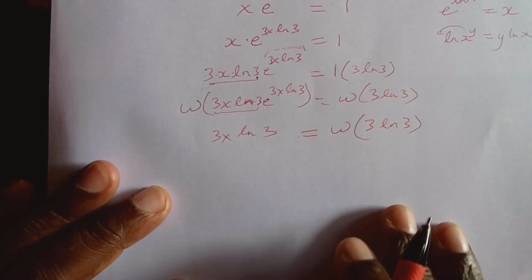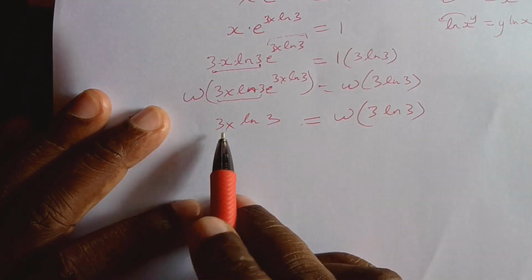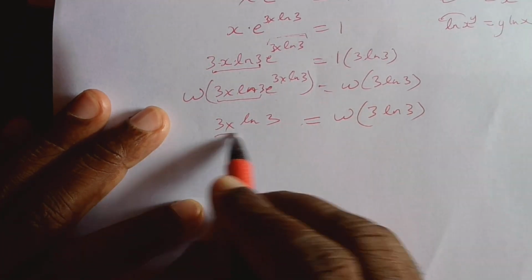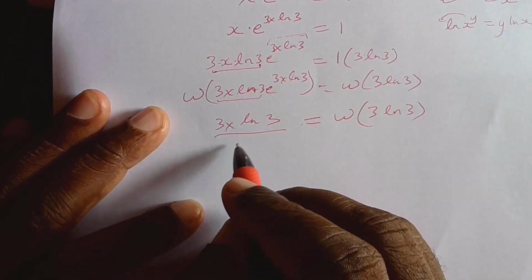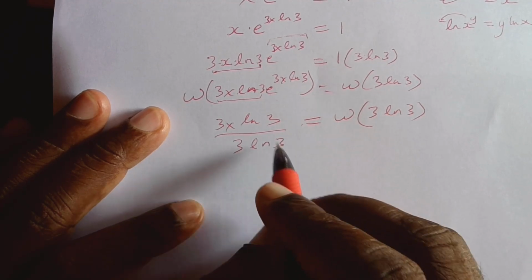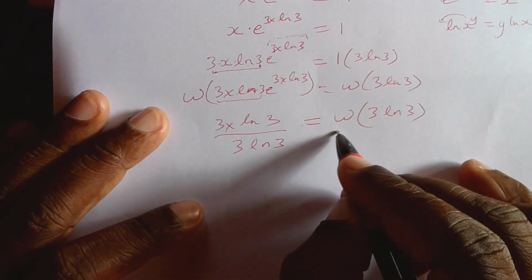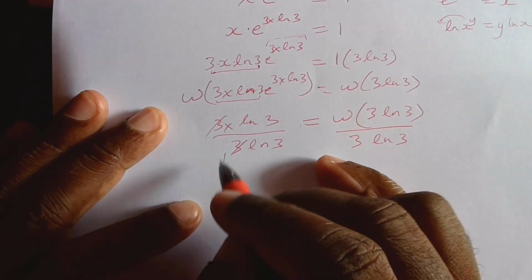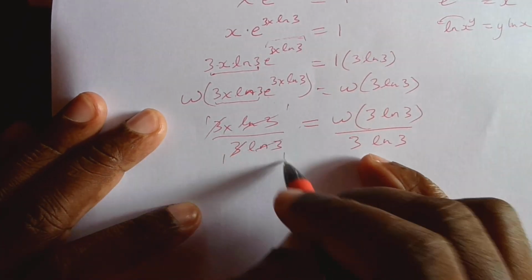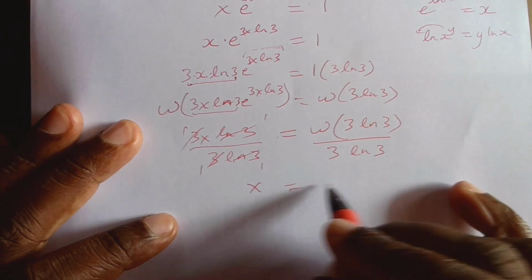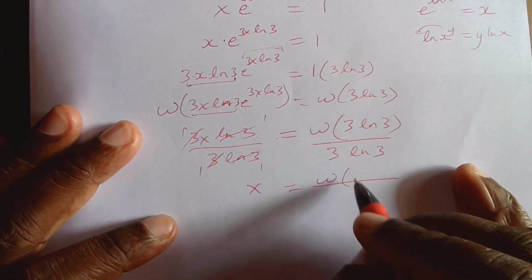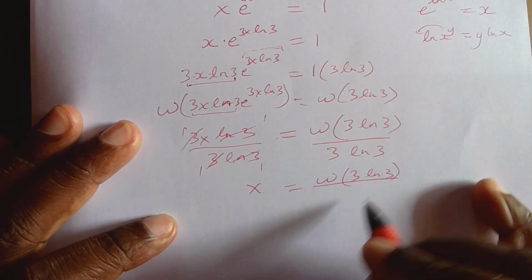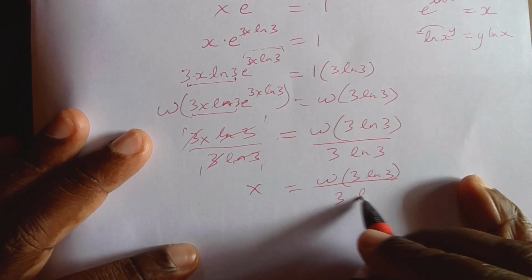Now I want to solve for x. So I must get rid of the 3 and the ln 3. So I'm going to divide, since 3 and ln 3 are multiplying x, I'm going to divide by 3 ln 3. But I have to do it to both sides. 3 cancels 3, ln 3 cancels ln 3, leaving us with x equal W of 3 ln 3. Then we have 3 ln 3 in the denominator.